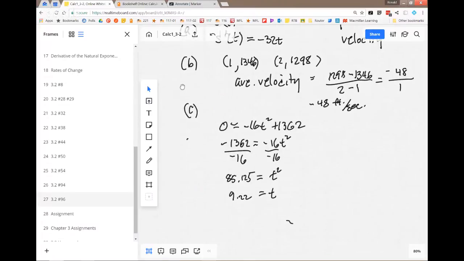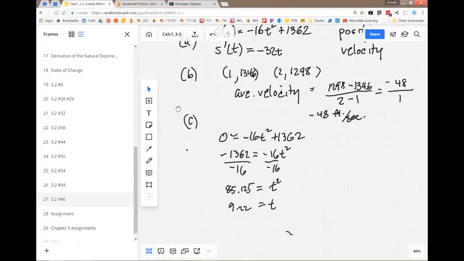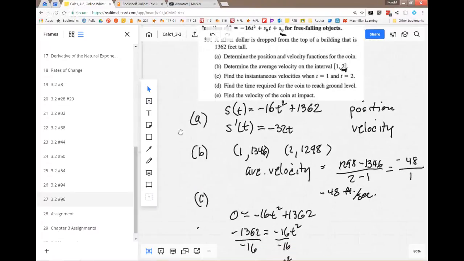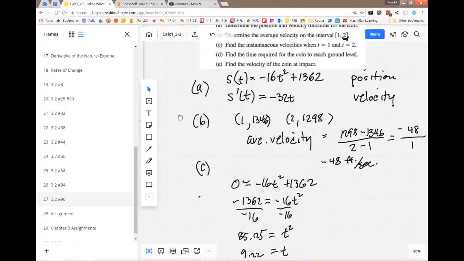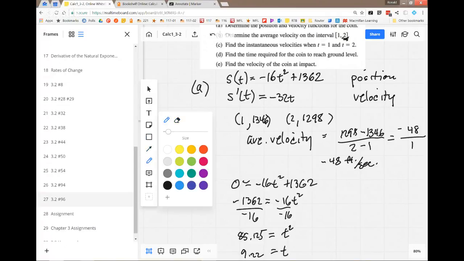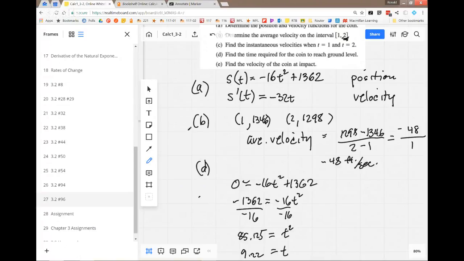So, okay, so we've done part C. It'll take 9.22 seconds. Part D. I'm sorry, we haven't done C yet. I see, I mislabeled that. That's part D. So let me go back. No, I did these out of order, but that's fine. Okay, let's do part C now.